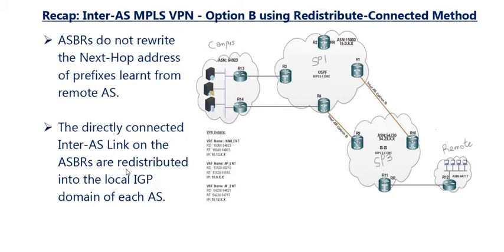And that's exactly what is explained here. The same thing is done also on R4, likewise R9 and R10. So this is actually the uniqueness of option B using the redistribute connected method, as explained in detail in the previous video.